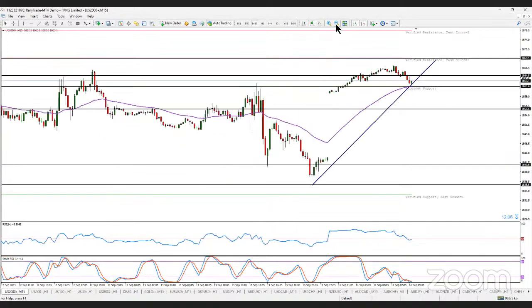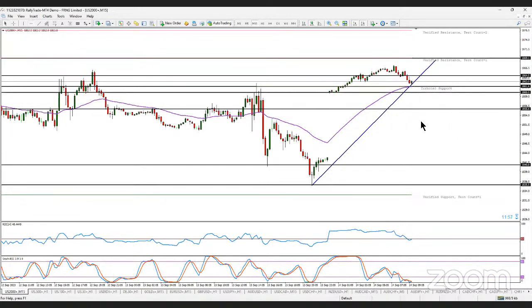Now for the sell preference, if price can break this stop code support, you can enter a sell at price level 1860.0 and take your profit at 1855.6. Okay, so that is my take on US 2000.